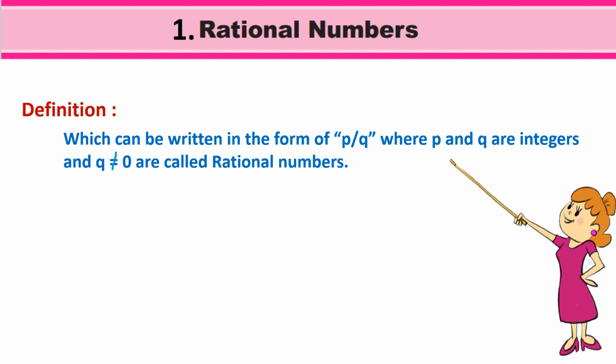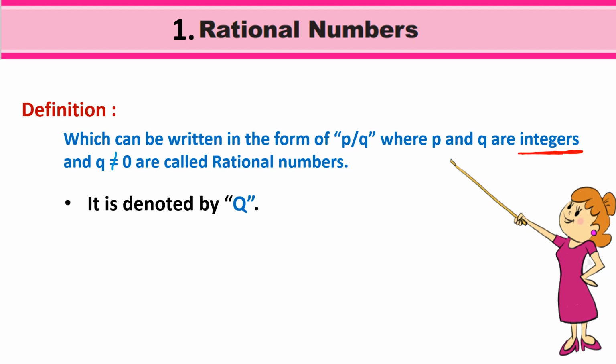Already we know that in previous classes we learned fractions. What is the definition of a fraction? Which can be written in the form of p by q, where p and q are whole numbers, that is called a fraction. But here, what are rational numbers? Which can be written in the form of p by q, where p and q are integers. That is very, very important.